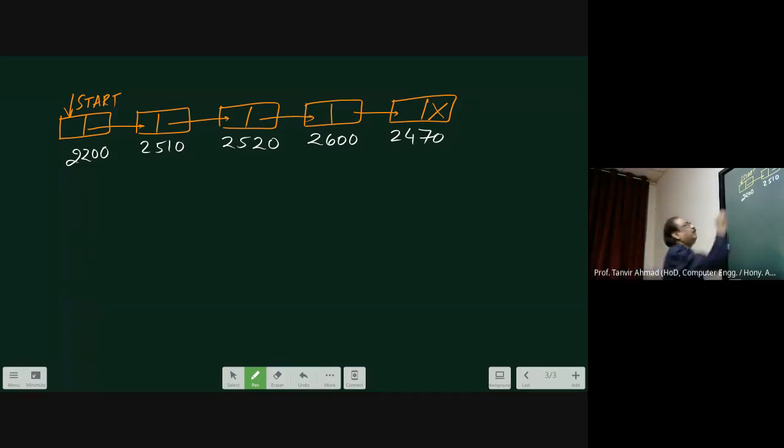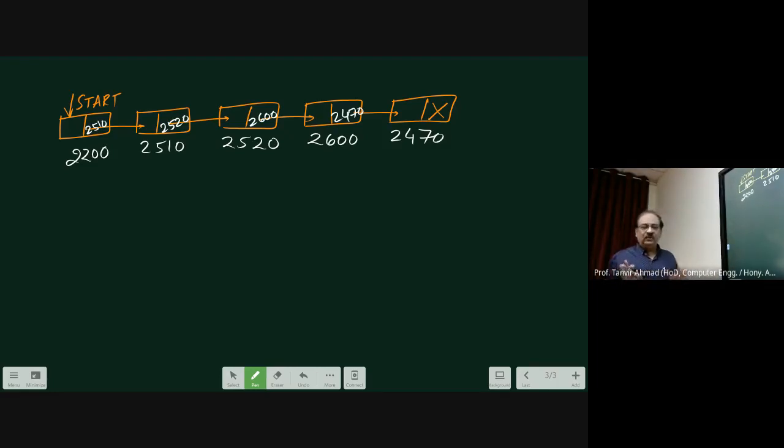Now this 2510 will be stored over here. This will be stored over here. This will be stored over here. This will be stored over here. And this will contain null. Okay? This is the actual scenario.